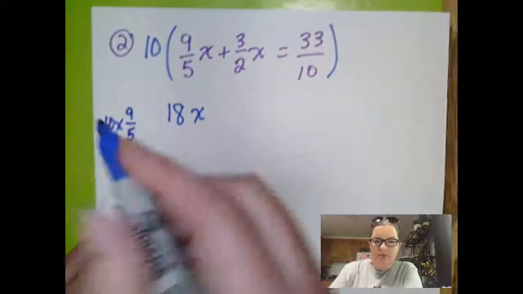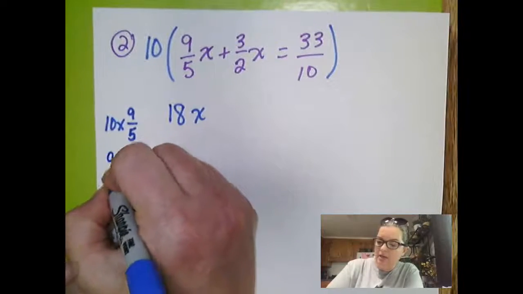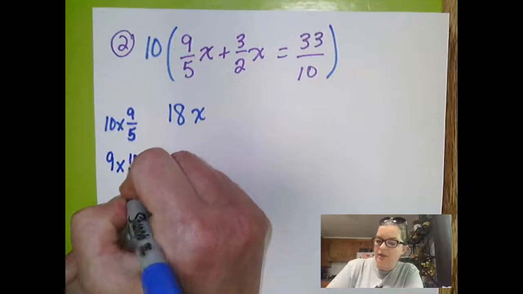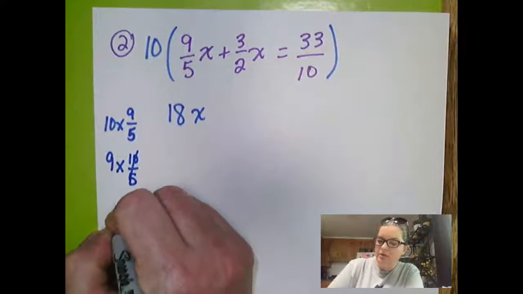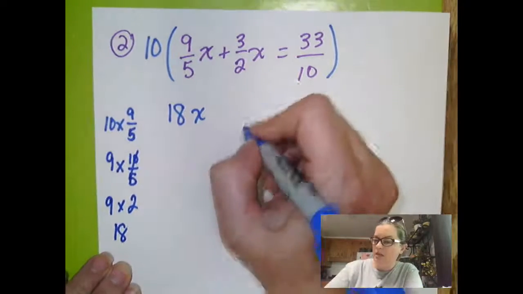Y'all can skip if you don't want to see it. But anyway, I'm going to switch the 10 and the 9. So I have 9 times 10 over 5. That simplifies to the 2. So I have 9 times 2, which is the 18.